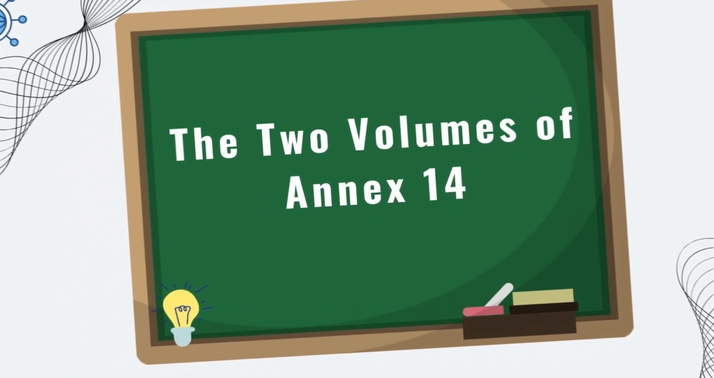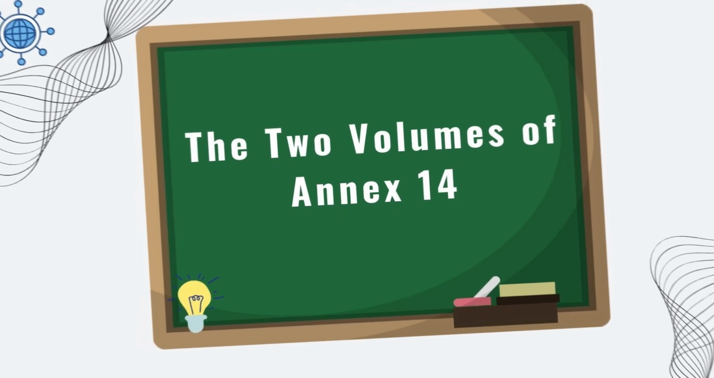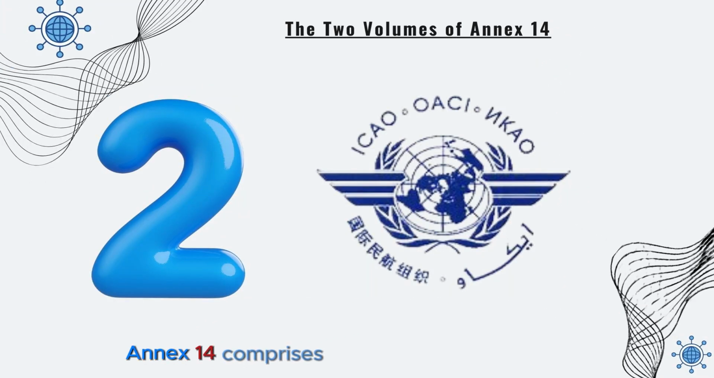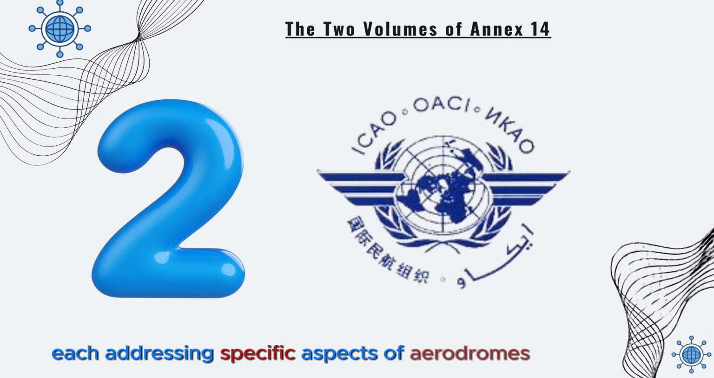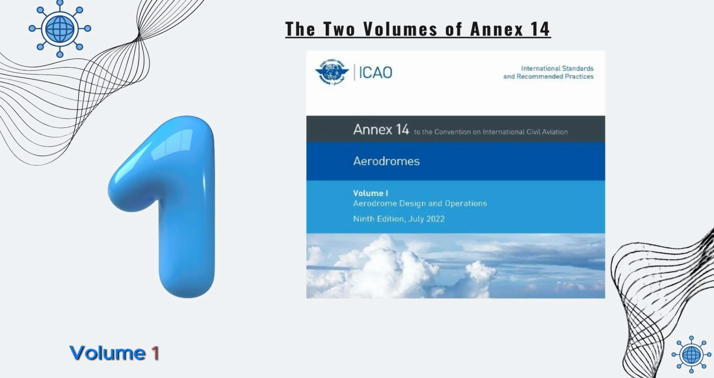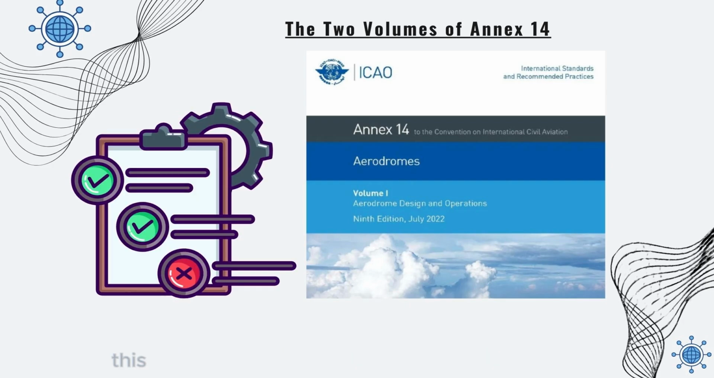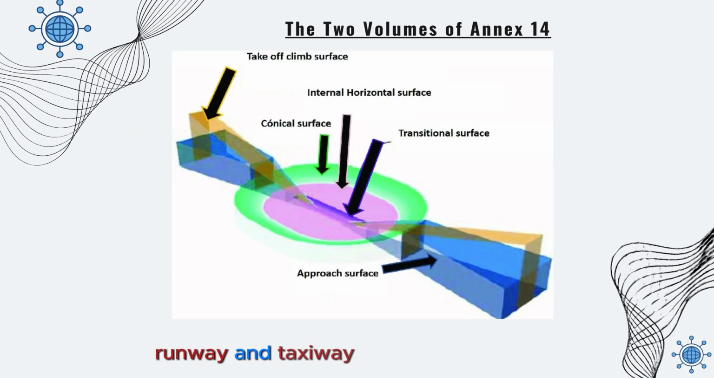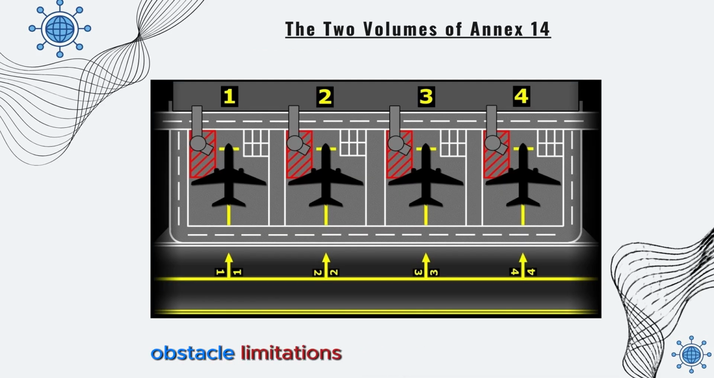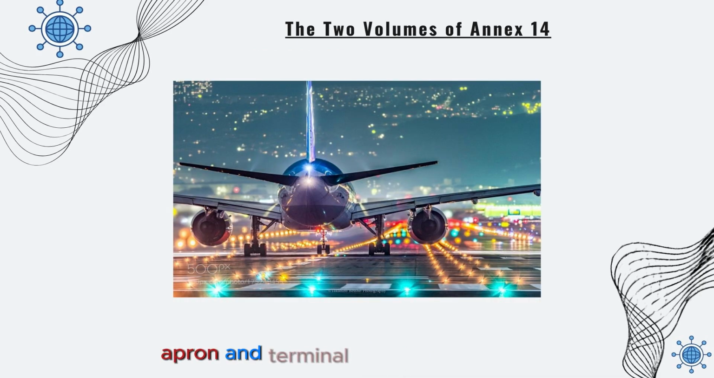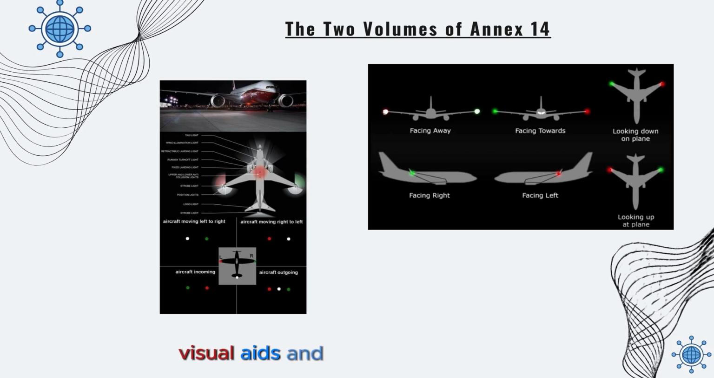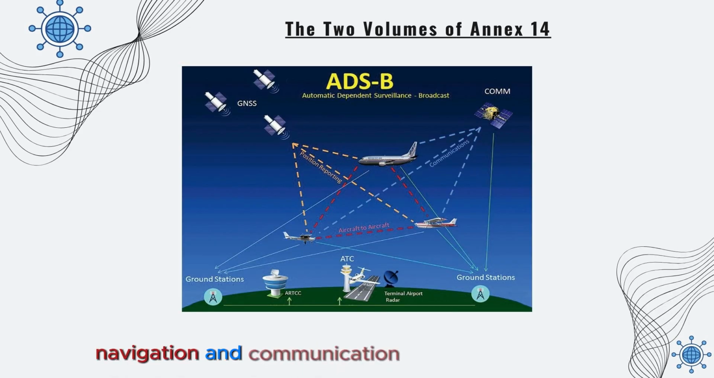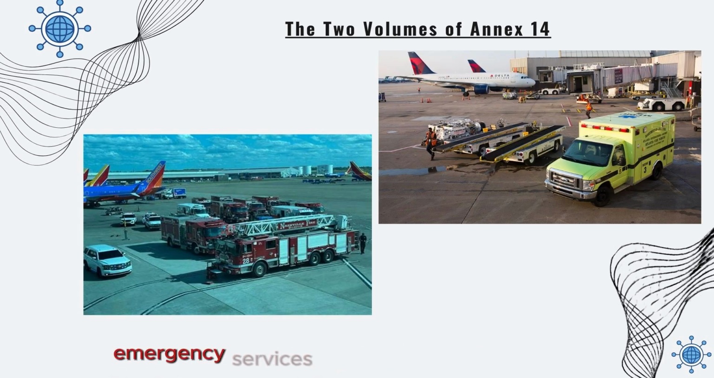Next, let's discover the 2 volumes of Annex 14. Annex 14 comprises 2 volumes, each addressing specific aspects of aerodromes. Volume 1, Aerodromes Design and Operations. This volume details specifications for runway and taxiway design, obstacle limitation surfaces, apron and terminal design, visual aids and lighting, navigation and communication facilities, emergency services and equipment.